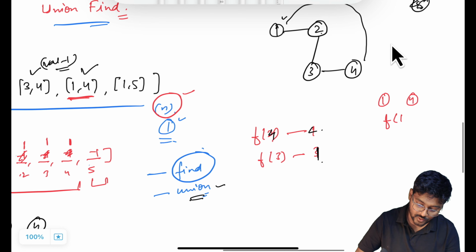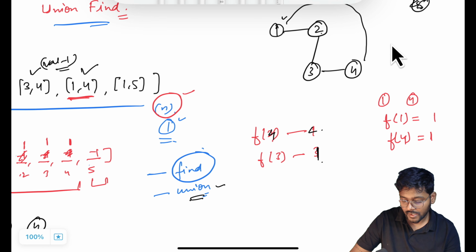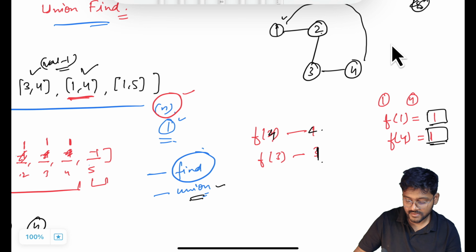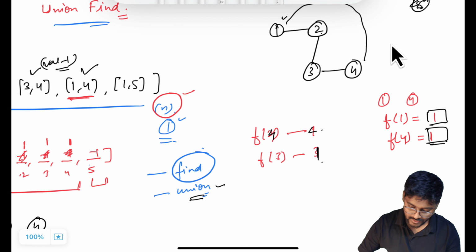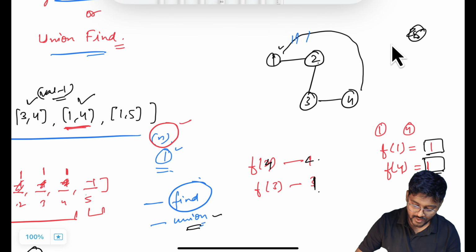First of all, find the parent of 1. Parent of 1 is 1. Find the parent of 4. Parent of 4 is 1. If both are having the same parent, it means they both belong to one connected component. If they are from one connected component, there is no need for this edge. It means this edge is not required.